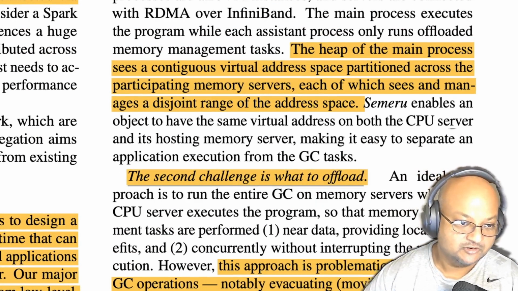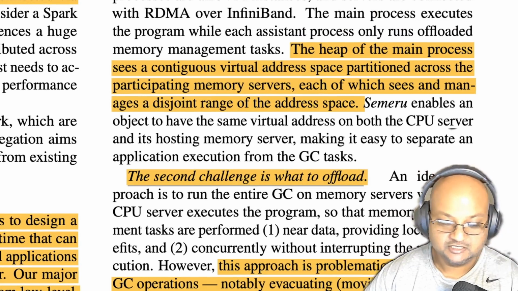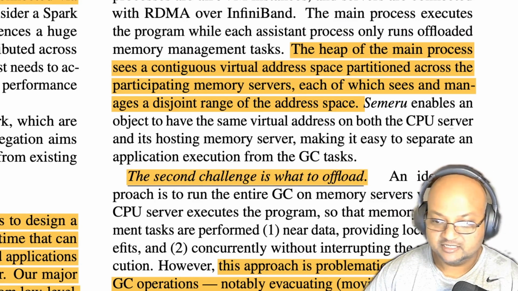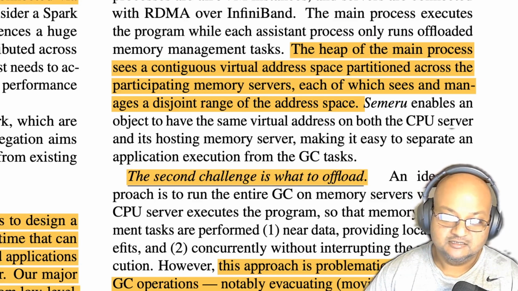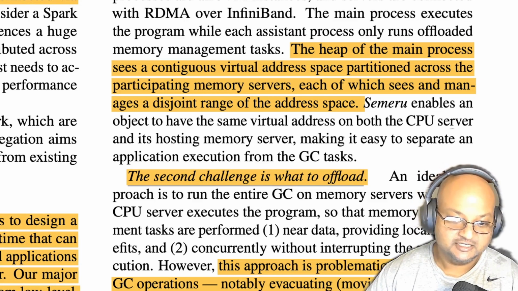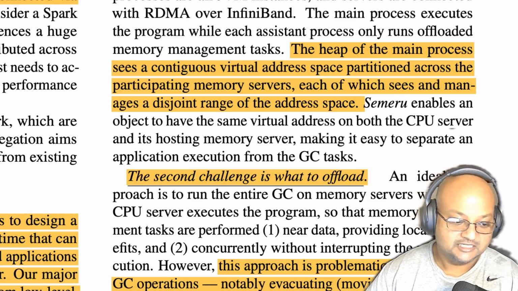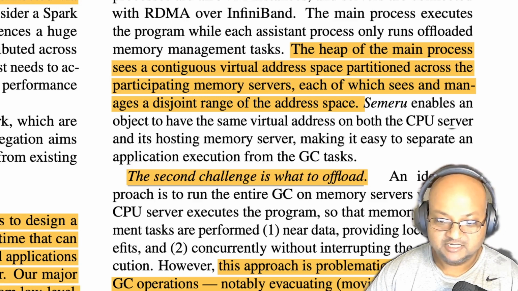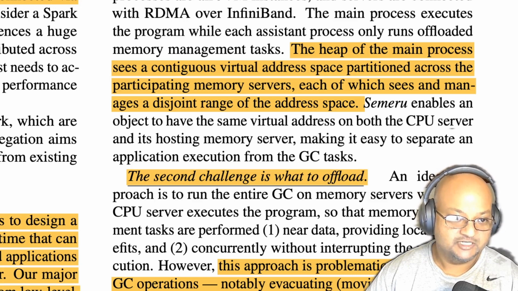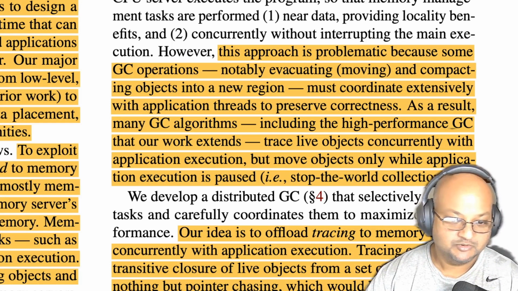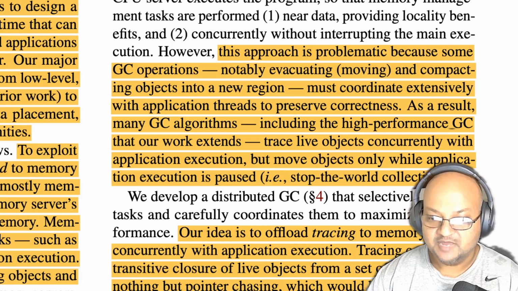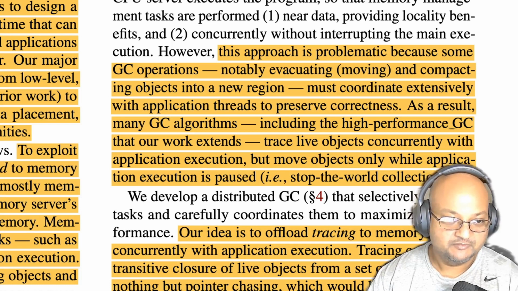Now, they are able to run unmodified JVM applications in this disaggregated architecture, and the way they do it is that the heap of the main process still sees a contiguous virtual address space. However, behind the scenes, there are mappings that map this into partition spaces across the various memory servers that contain the memory for this application. And what the authors are proposing for garbage collection is that you offload the main tracing activities out to the memory servers.